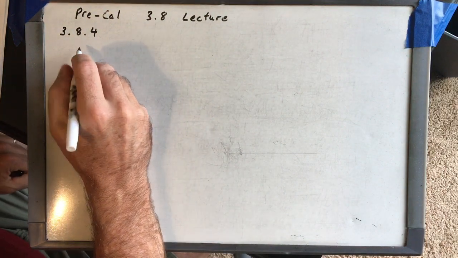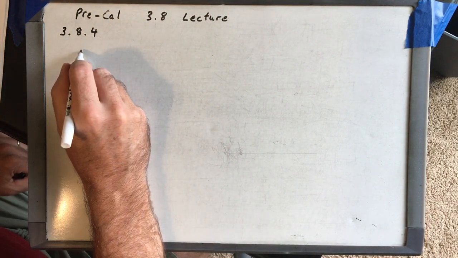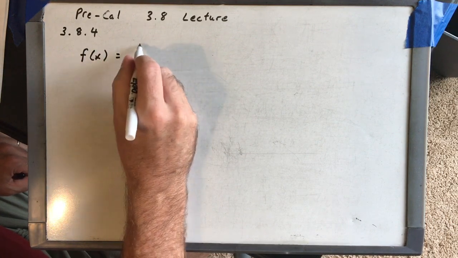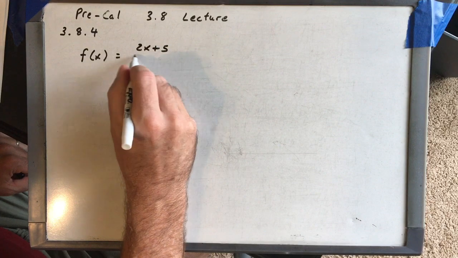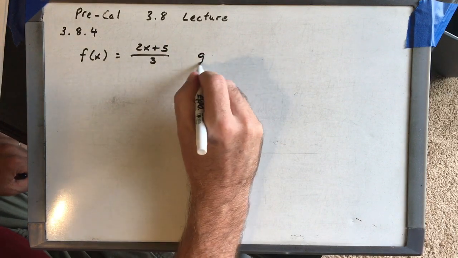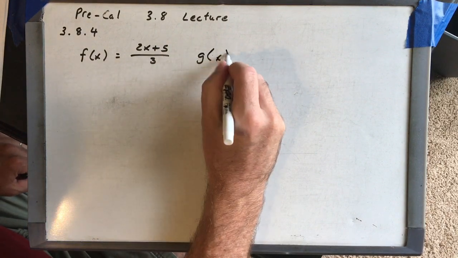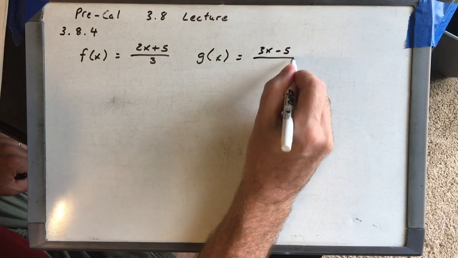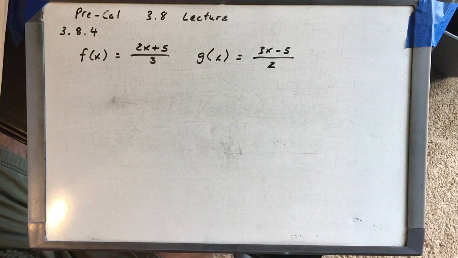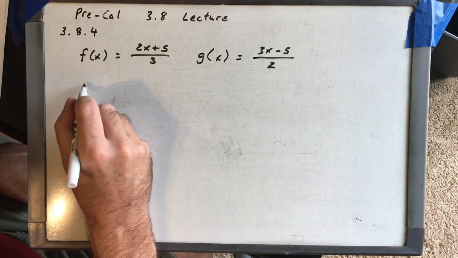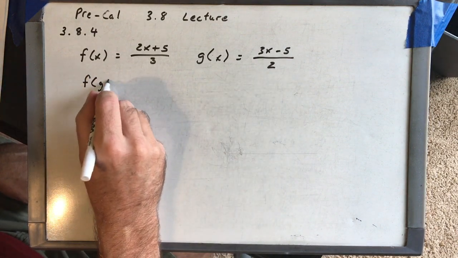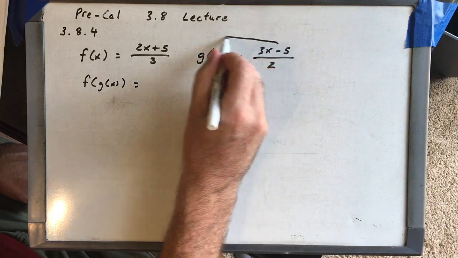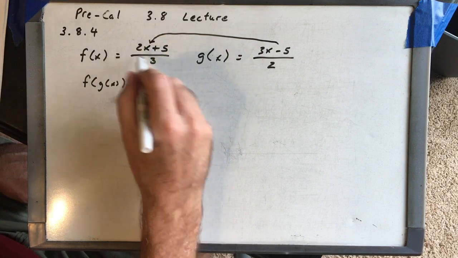We want to determine, f of x equals (2x plus 5) over 3, and g of x is equal to (3x minus 5) over 2. Are those inverses? Well, if they are, f of g of x, you plug g of x into x, and it will reduce down to x.